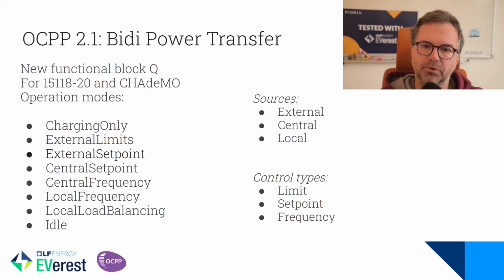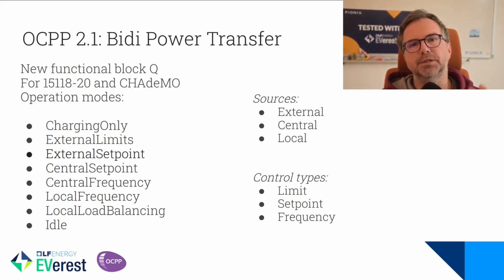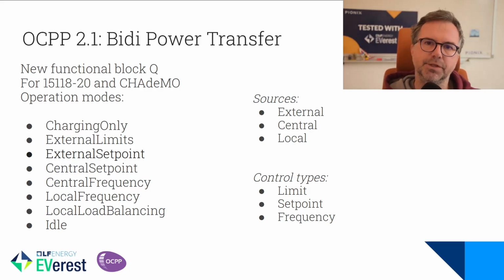With a set point, we really tell the vehicle, please try to comply with the set point as much as possible. So if we tell the vehicle, hey, please do 10 amps, then the vehicle will try to stay as close to that 10 amps as possible. Now, that is probably the most useful thing you can do with bidirectional power transfer. That does mean that the charging station or the CPMS sending this set point will need to take into account what the vehicle can do.